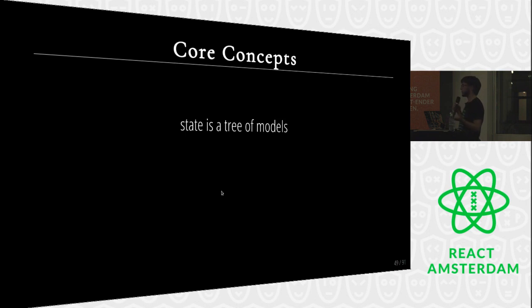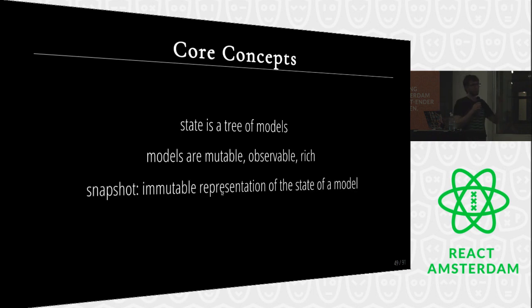And so its core concept is that your state is a tree of models. And those models can be mutable, they can be rich, they can be observable, they can have actions, have computed values. But for every model, there's always a snapshot which is immutable and which represents the state of the model at that moment in time. And those snapshots use structural sharing.